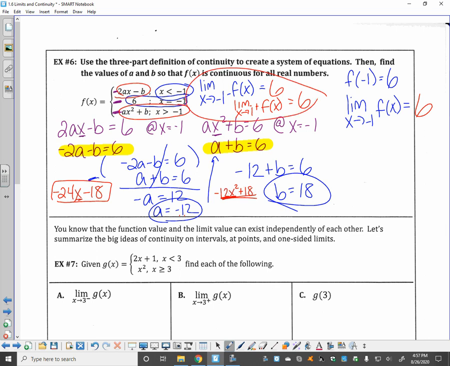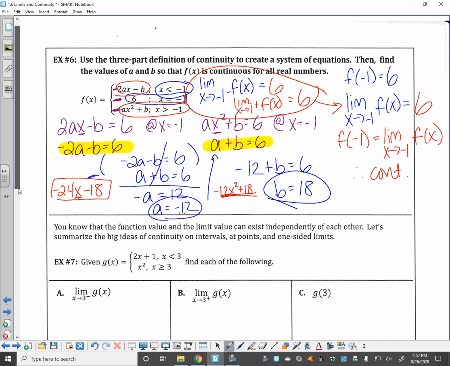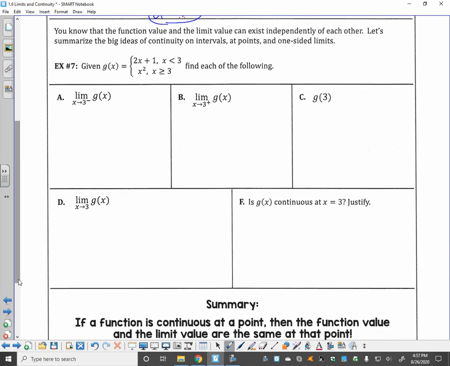All of this helps me find that. Now I can state the definition of continuity, that f of -1 equals the limit as x approaches -1. Therefore, we are continuous. Okay, that's the last big one. These are shorter.